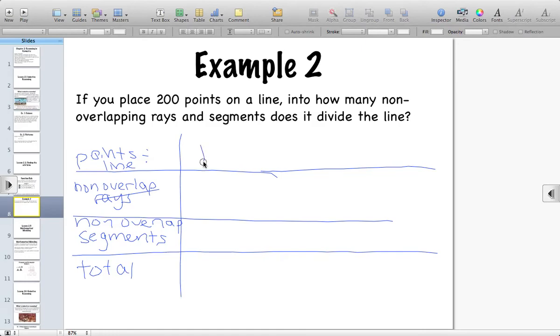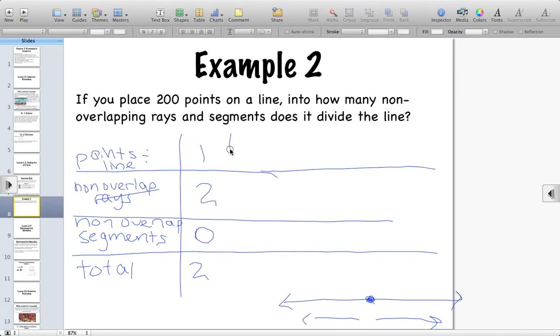So the first number I can start off with is 1 point. So if I have a line, and I put 1 point on it, how many rays is that going to make? Well, I have a ray going to the left, and I have 1 ray going to the right, so it's giving me 2 rays. Now, overlapping or non-overlapping segments, well, I don't have any segments because I don't have 2 points. So, no segments. So, rays plus segments, I have a total of 2 altogether.